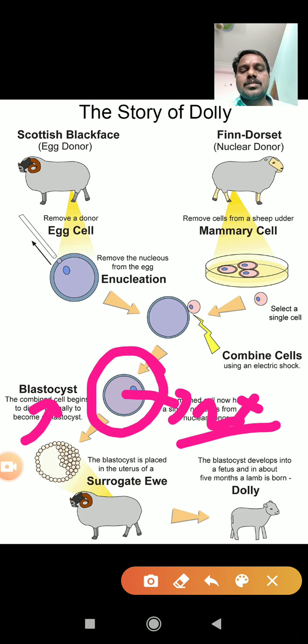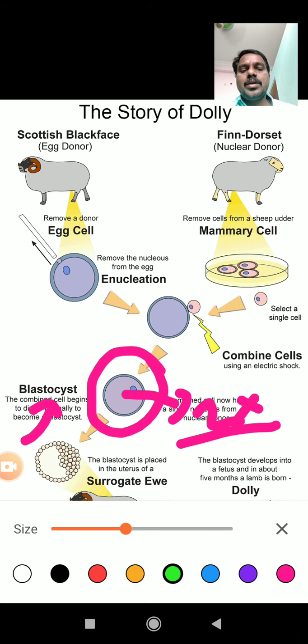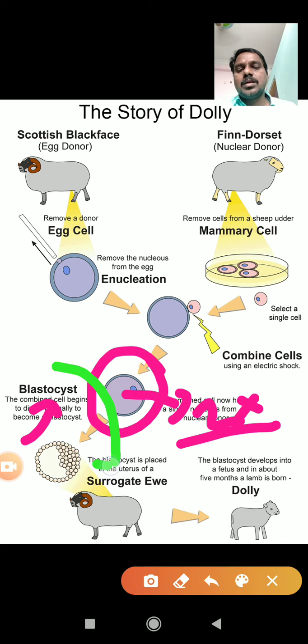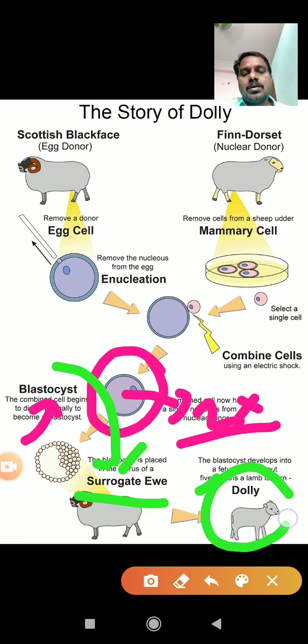Then this blastocyst is ready to be transferred into another organism, called a surrogate ewe, or carrier ewe. In this carrier ewe, the blastocyst develops into a fetus, and in about 5 months a lamb is born, which is called Dolly.